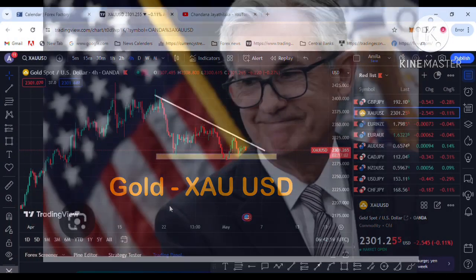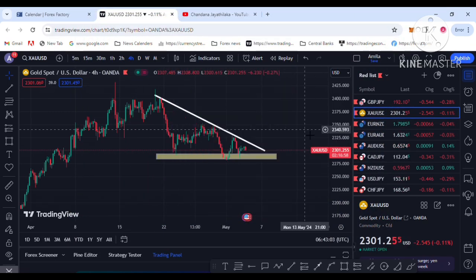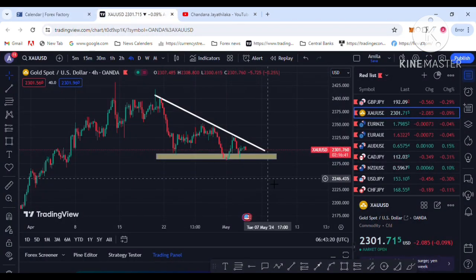Today I am going to trade gold with the non-farm employment change data, which is out today in the New York session. So let's see the forex expected on 3rd of May. Today's New York session has the non-farm employment change data. How to trade with the NFP data? Let's see how the gold trade goes with this data.